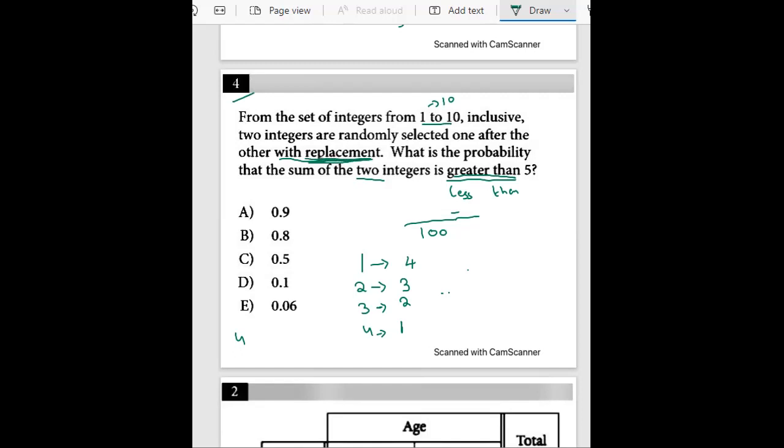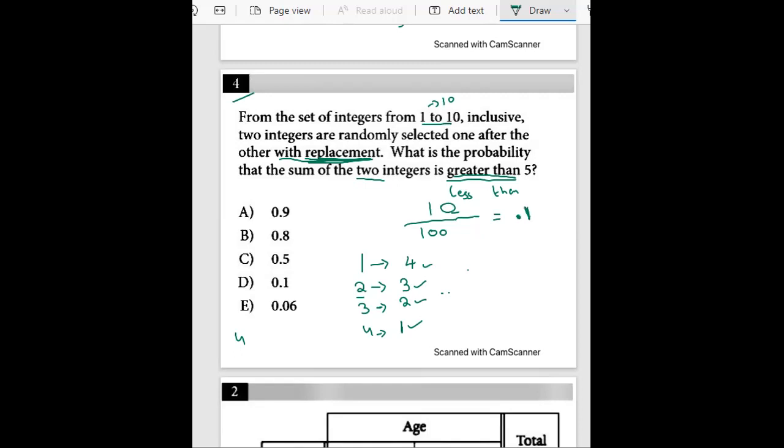Every time the situation would be new. Although you did 1 plus 2 initially, that is not your mistake. If you are taking out 2 this time, the next number could be 1. You have to understand this concept. Now listen: 4 plus 3 plus 2 plus 1 is 10. If I divide it by 100, what do I get? 10 divided by 100 would be 0.1.